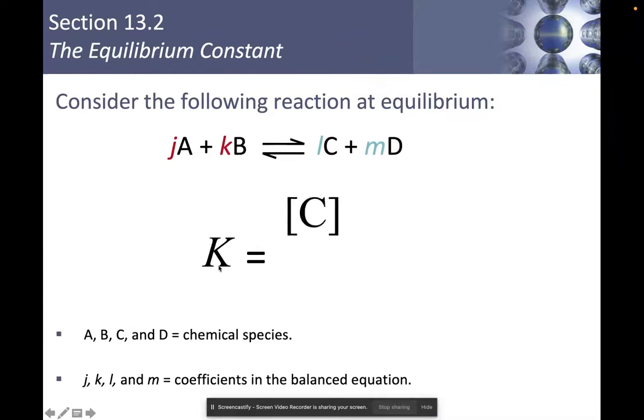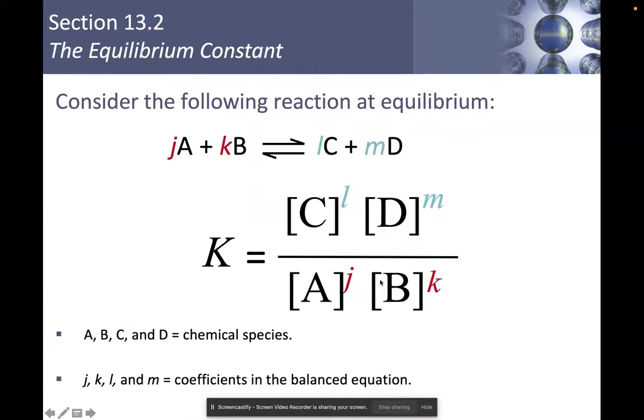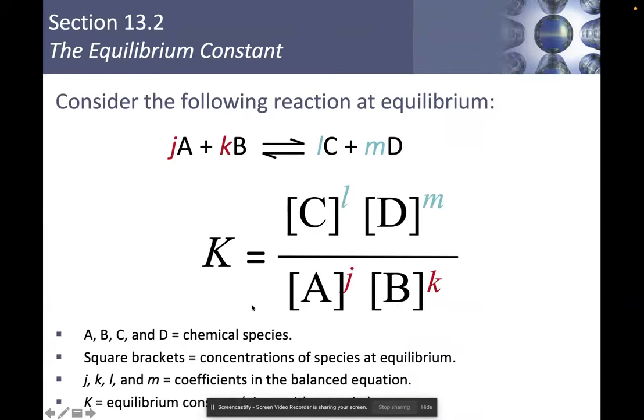So K is equal to the concentration of C raised to the L power times the concentration of D raised to the M power, divided by the concentration of A to the J times the concentration of B to the K. Square brackets means concentration, representing the molarity of whatever we're looking at here. And K is our equilibrium constant.